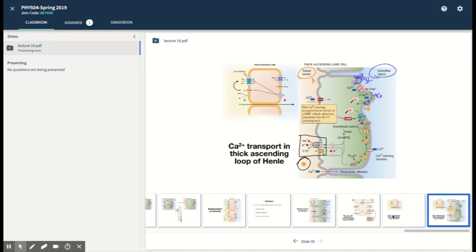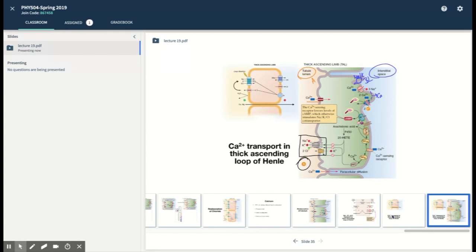All right, one thing I do want to point out here is that you also have a receptor for parathyroid hormone. Parathyroid hormone is going to do what to reabsorption of calcium? Increase or decrease? Increase, because why is it released? You don't have enough calcium.